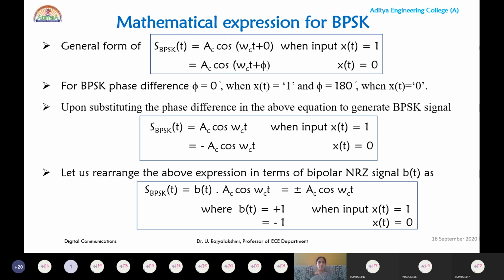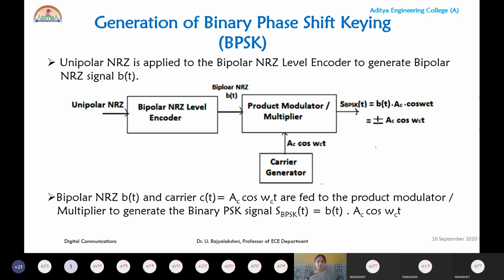So the general expression for the BPSK signal is b of t into Ac cos omega ct, where b of t is plus or minus 1. That's why we can write it as plus or minus Ac cos omega ct: plus when input x of t is 1, and minus when x of t is 0. So the general expression is in terms of the bipolar NRZ, that is, b of t into Ac cos omega ct. Please remember this equation of BPSK, so that we can use it for the generation technique. Coming to the generation, b of t into Ac cos omega ct is our BPSK signal, so first you should generate the bipolar NRZ.